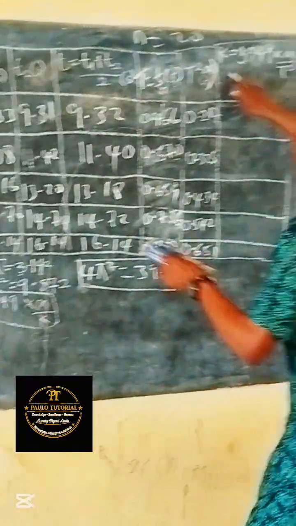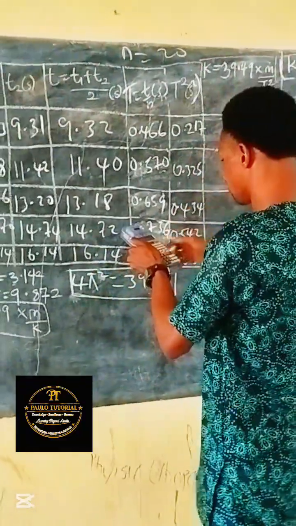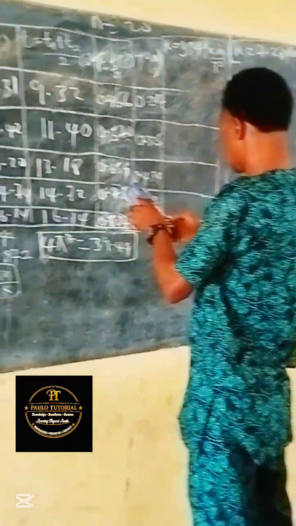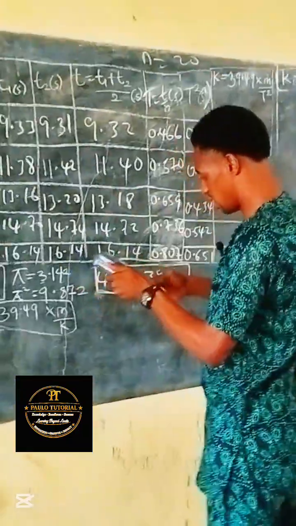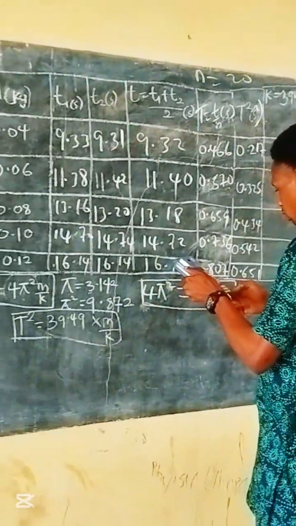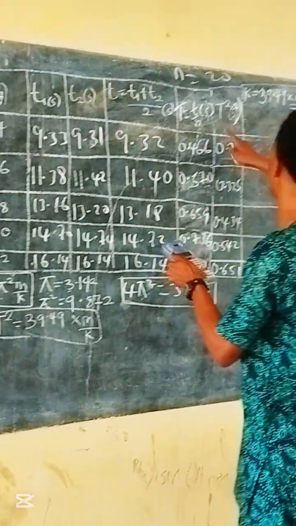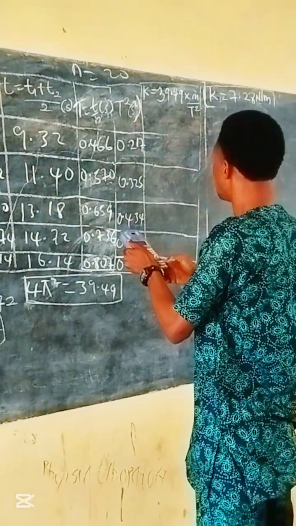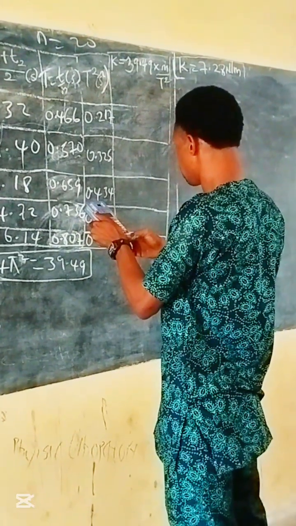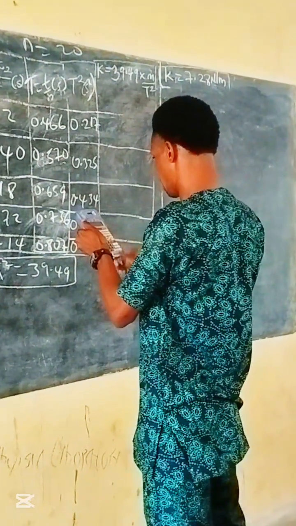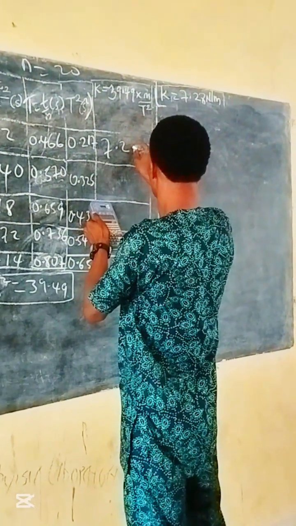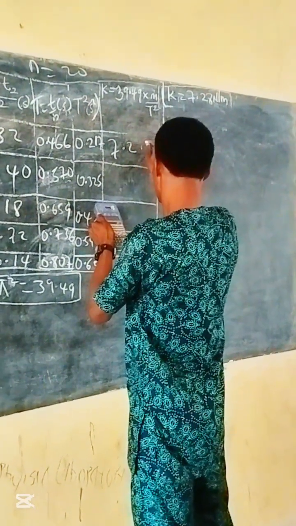So I'll be multiplying. For the first one, this will be 39.49 times my first mass, that is 0.04. So equal to, I will divide it by my T square. What's my T square here? Divided by 0.217, and that gives me 7.28.